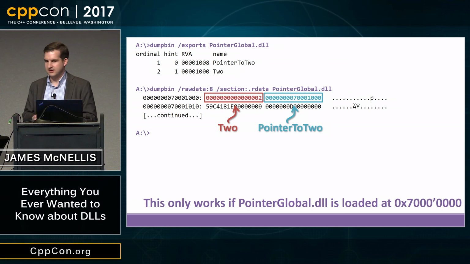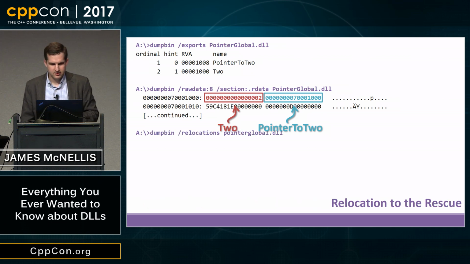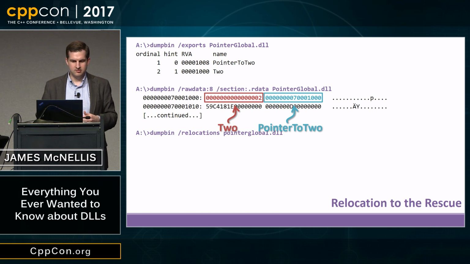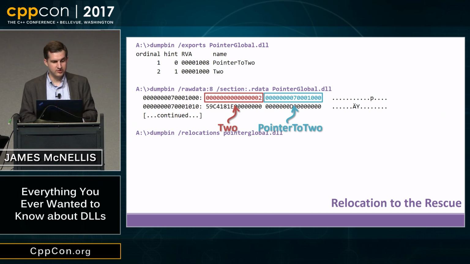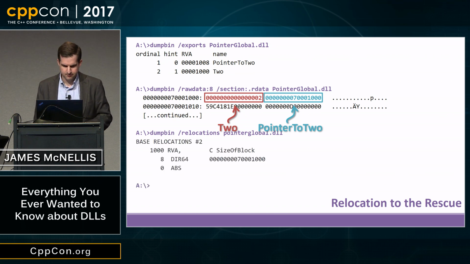If it gets loaded at, say, 90 million hex, then this won't work. Like that pointer will be pointing somewhere completely wrong. So what we do is we use relocations, which the DLL file has. The relocations are basically a table of all of the pointers in the DLL that need to be fixed up if the DLL is loaded somewhere other than its preferred base address.